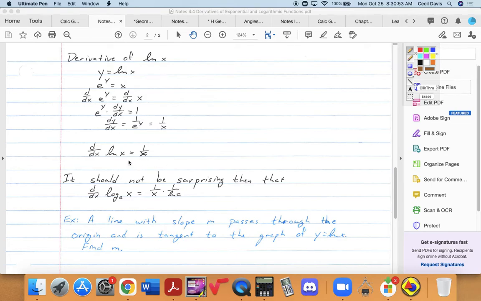So this is another very simple derivative. The derivative with respect to x of natural log of x is 1 over x. Now, since the derivative of a to the x is a to the x times natural log of a, it probably shouldn't be a surprise to you that the derivative with respect to x of log base a of x is 1 over x times 1 over the natural log of a. So instead of multiplying by the natural log of a, we divide by the natural log of a. I think that makes sense.